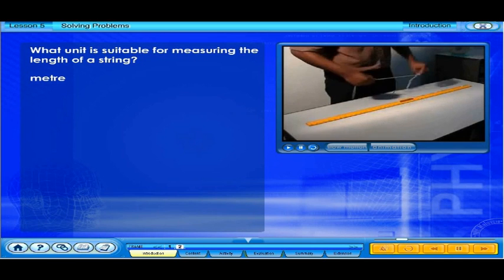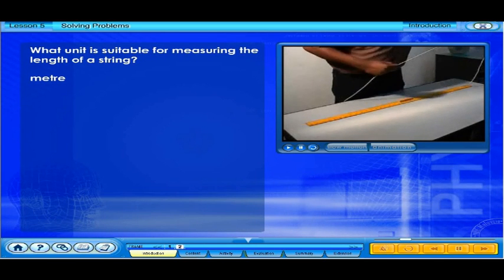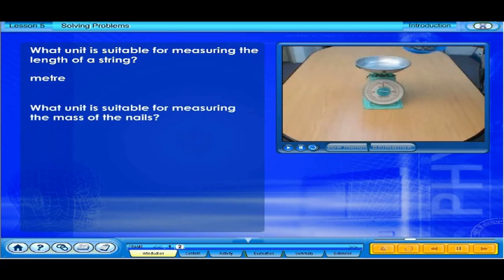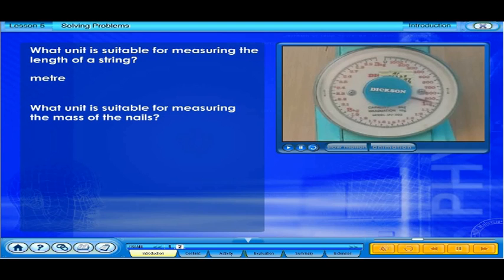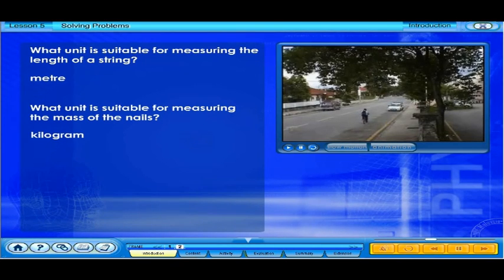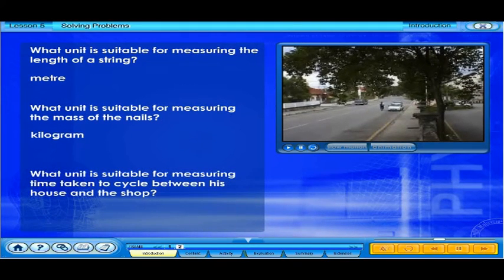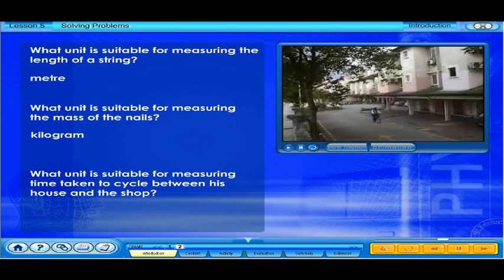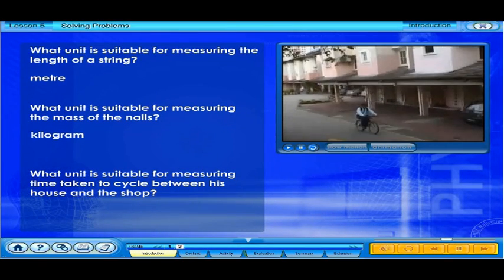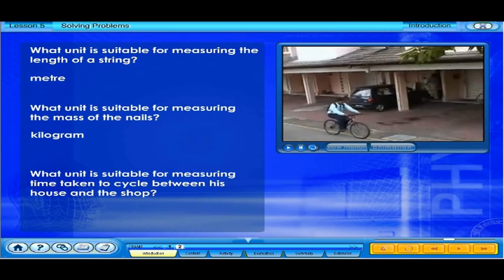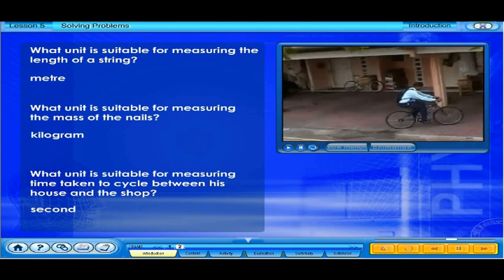Meter. What unit is suitable for measuring the mass of the nails? Kilogram. The man cycles home with his purchases. What unit is suitable for measuring time taken to cycle between his house and the shop? Second.